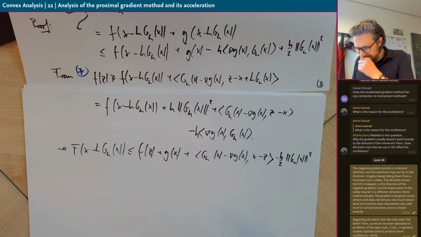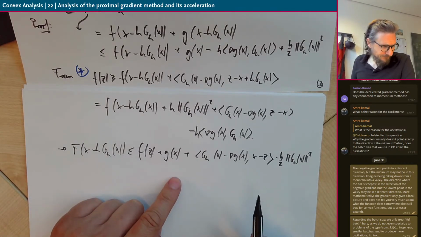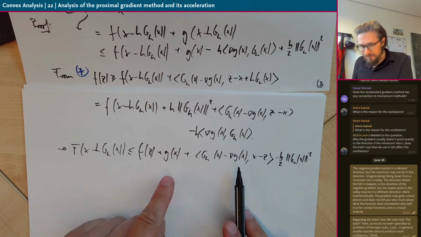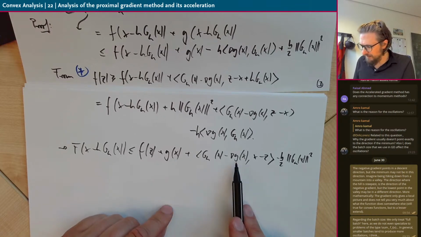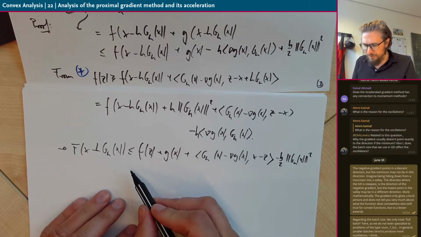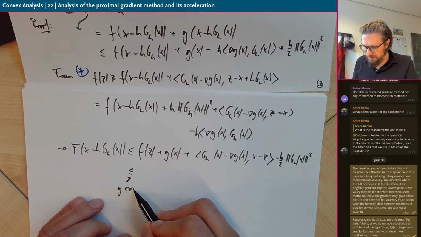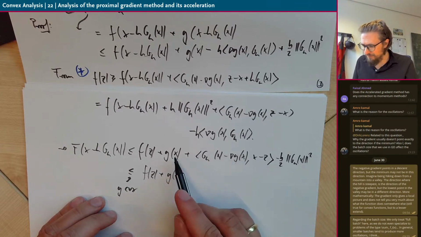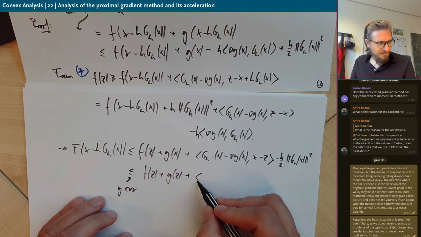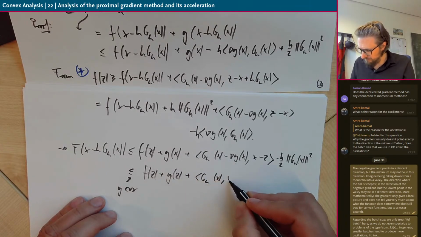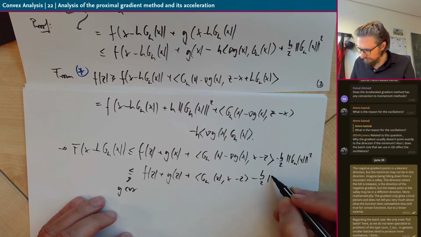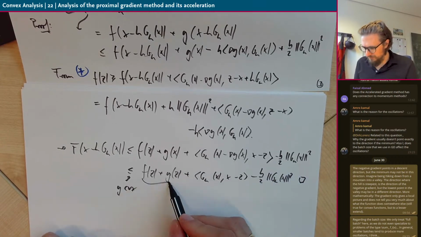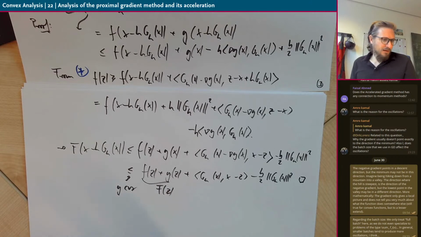And then we see that this term here, g of x minus gradient g of x times x minus z, by convexity of g is upper bounded by g of z. So we get rid of this by replacing g of x by g of z, and the rest is what's left here. And that's exactly what we wanted to prove, because this here is f of z.